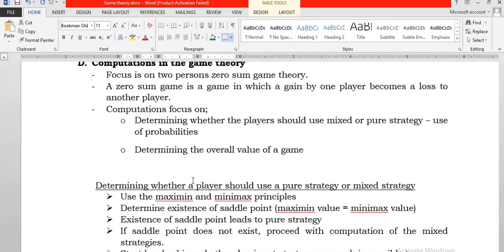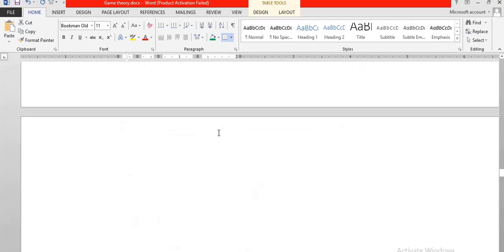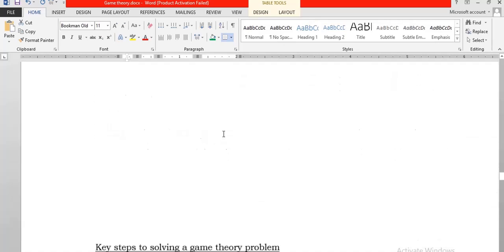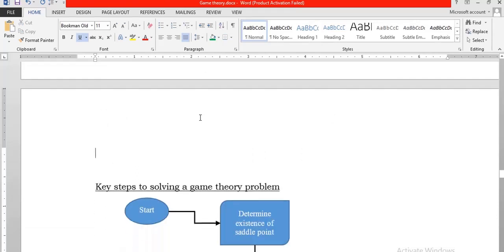Now, after knowing that, you have to go ahead and compute the overall value of the game, which I told you is the maximum possible payoff, which is a gain to the player of focus and a loss to the opponent in the game, as I told you earlier. Now, what are the steps? The steps are here. I'm going to show you the steps which we shall follow when we are looking at game theory computation.